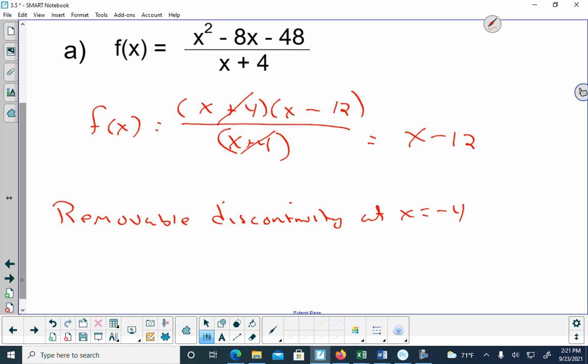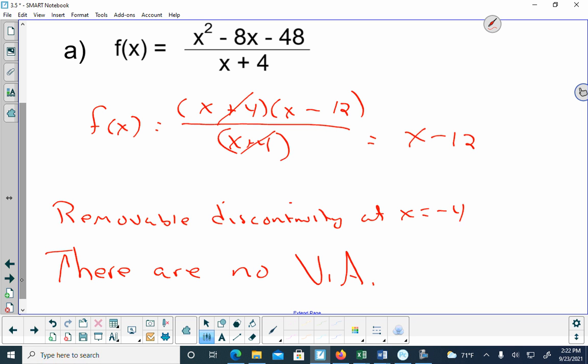So what are my vertical asymptotes? It's still discontinuous at x is equal to -4. What are my vertical asymptotes? This is a trick question. There are none. There are no vertical asymptotes. So when there's a removable and no non-removables, then there are no vertical asymptotes.